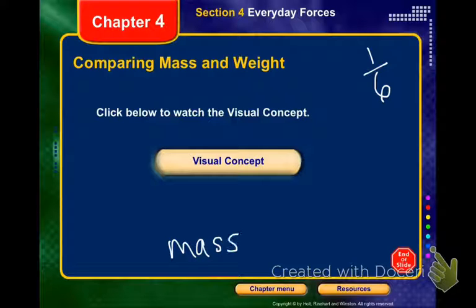It gets smaller. Hmm? Not mass, weight. Weight gets smaller. I said I didn't get smaller when I go to the moon. You. No. I hope not. Okay. Yeah.